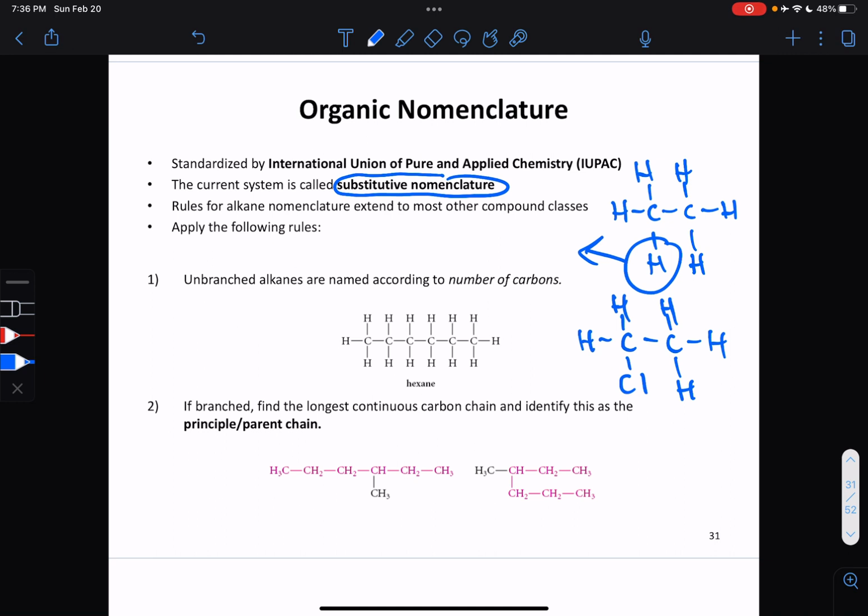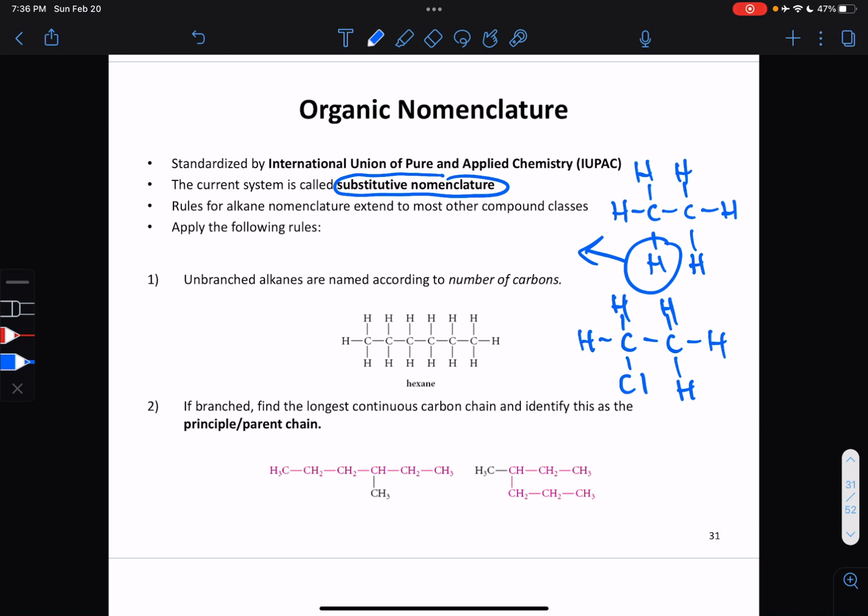Now, rules for naming alkanes. These can be extended to other substances, the things that I mentioned before, like alkenes, alkynes, alcohols, ethers, amines, on and on and on. And as we do other chapters, we will do the nomenclature for those specific kinds of molecules. So let's get to the rules.